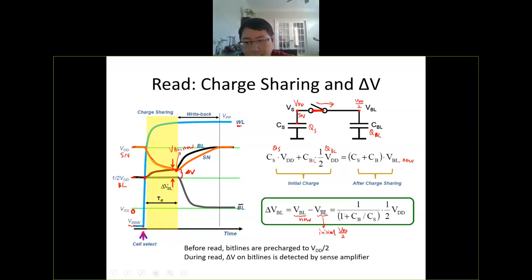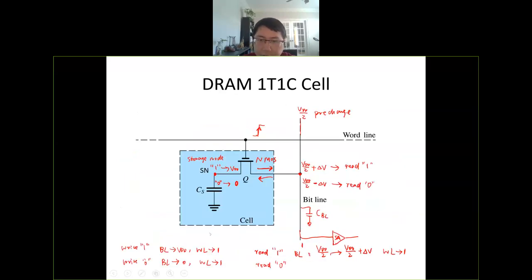So it's 1 over 1 plus CBL over CS. Let's use CBL for the bit line capacitance. So CBL over CS, and multiply by half VDD. So this is the delta V. So why do we care about this delta V? This is called the sense margin. You rely on this sense margin to determine the output. And as we discussed in the previous slide, if you read 1, this delta V will be positive. If you read 0, this delta V will be negative.